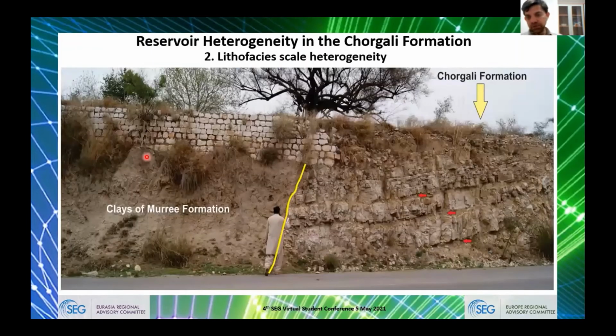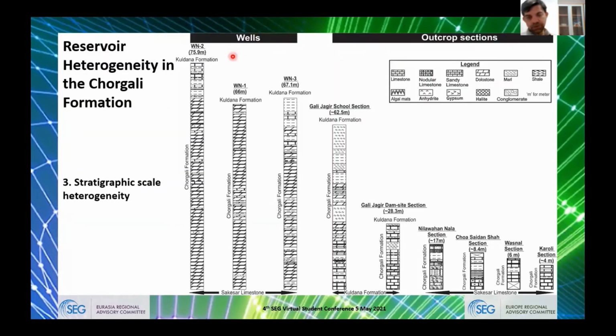And then this is another section. To the right, we have the Chorguli formation. Wherever there is a red arrowhead, it shows the shaly layers, and the rest is the limestone. Ultimately, it leads to the lithophase scale heterogeneity. And then we have the stratigraphic scale heterogeneity. All of the studied outcrop sections and the studied wells have been compared, the lithology has been compared, and it can be considered an example of the stratigraphic scale heterogeneity.